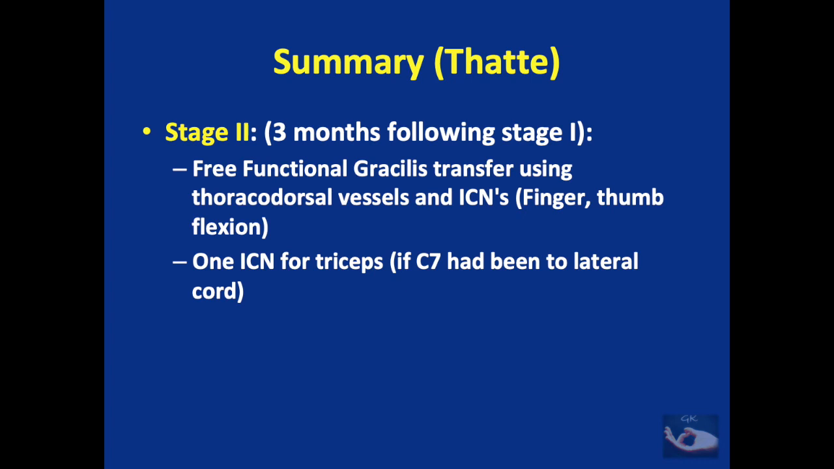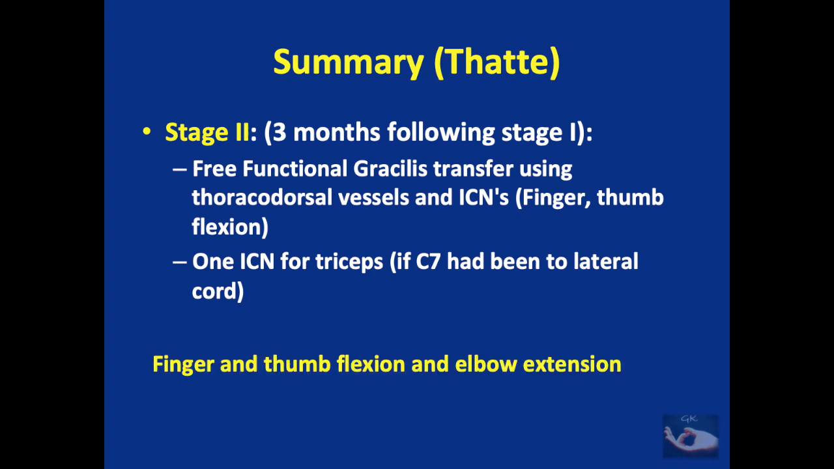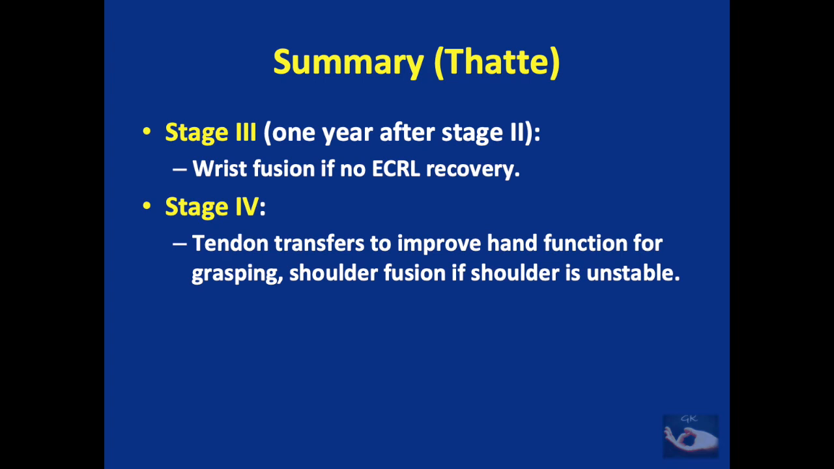One intercostal nerve is used for the triceps if C7 had been given to the lateral cord. So by the second stage, finger and thumb flexion and elbow extension are achieved. In the third stage, which is 1 year after the second stage, wrist fusion is done. And in stage 4, tendon transfers to improve hand function for grasping and shoulder fusion if the shoulder is unstable.